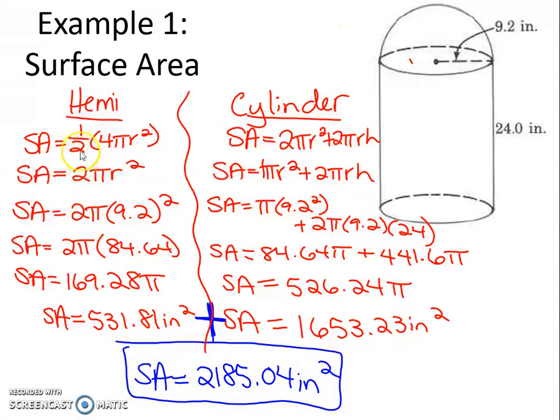So we have half of 4, which is 2 pi r squared. So 2 times pi times 9.2 squared. 9.2 squared is 84.64. Multiply that by 2 and then hit pi. It's going to give you this. This is the area for the top part. So please write this down.